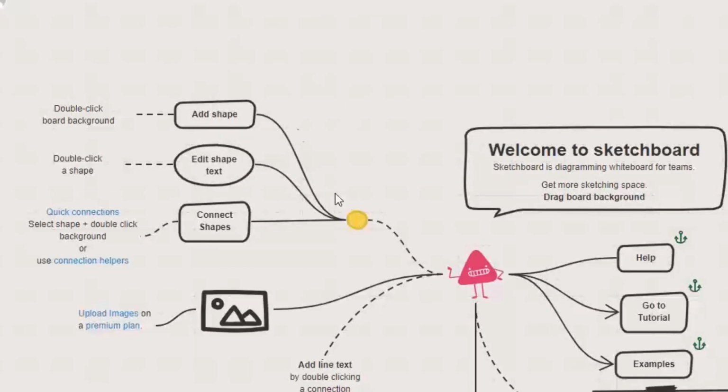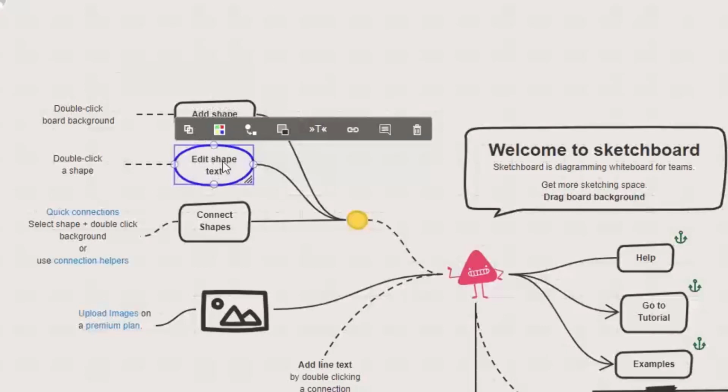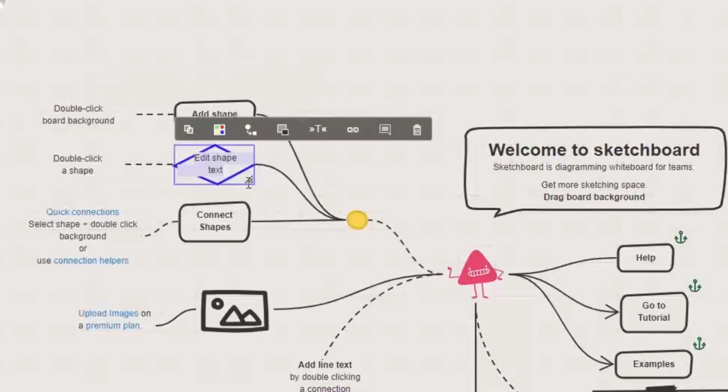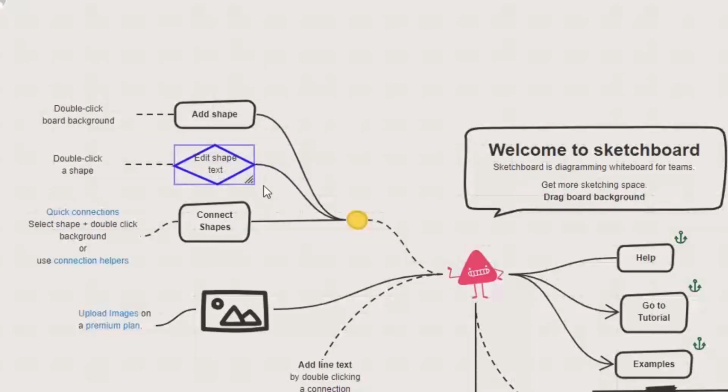So to add a shape anywhere on the canvas, you'll double click. If you have a shape and you want to edit it, you can double click on that shape and you can edit the text. You can change it to a different element. For example, I can change this to a diamond and I can change the shape of the diamond. I can move the diamond around.